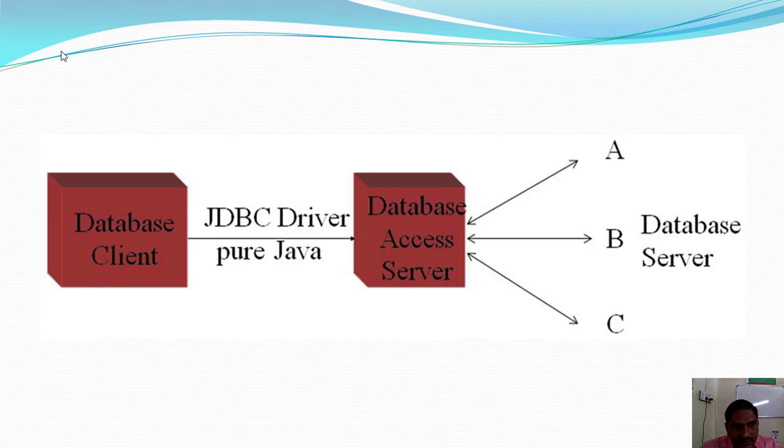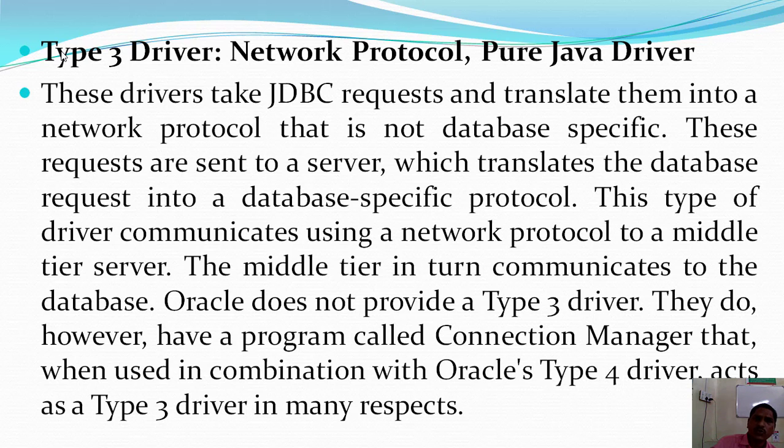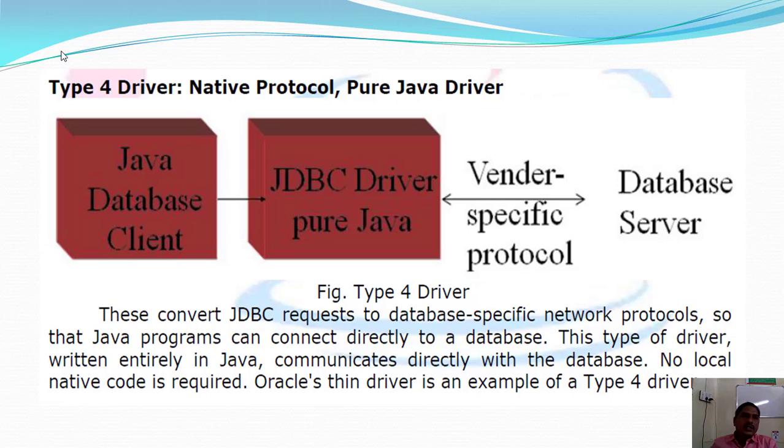See the figure: the database client communicates with the pure Java JDBC driver, and a database access server is there. By using this server, we can communicate with the different types of database servers like A, B, C. This is the Type 3 driver, network protocol pure Java driver. Next is the Type 4 driver, native protocol pure Java driver.